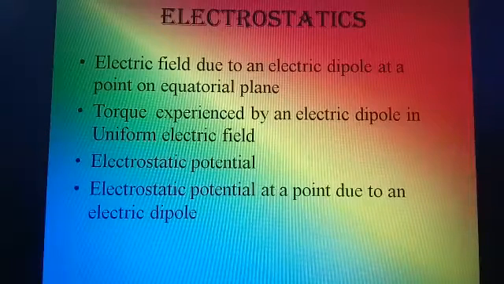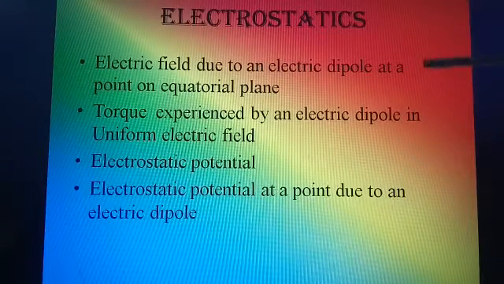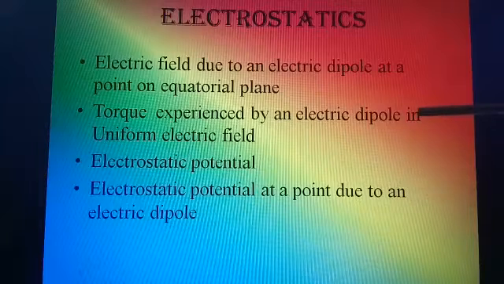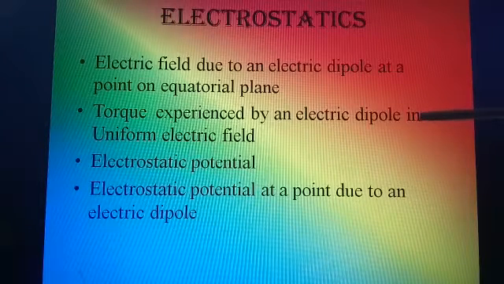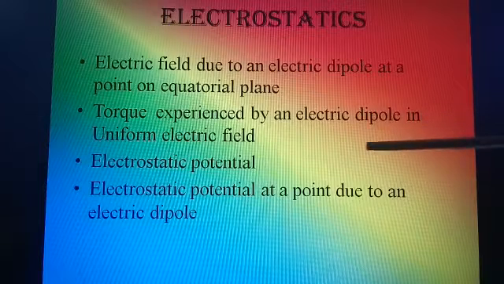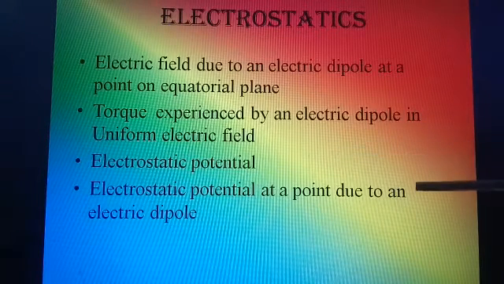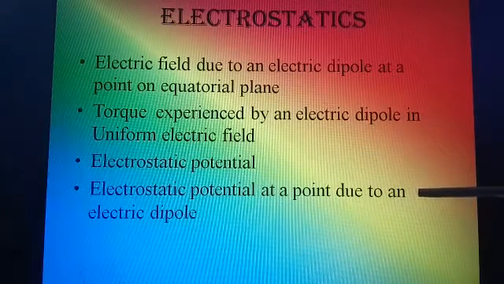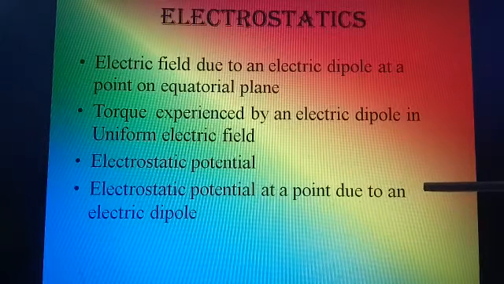Hi children, this is the fourth section of electrostatics. Today's topic is the electric field due to an electric dipole at a point on the equatorial plane. Next, the torque experienced by an electric dipole in a uniform electric field. And next, the electrostatic potential at a point due to an electric dipole.